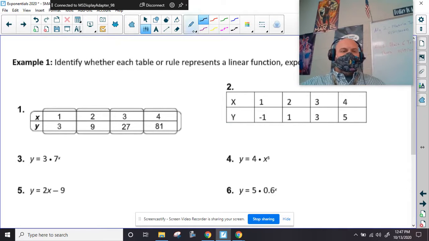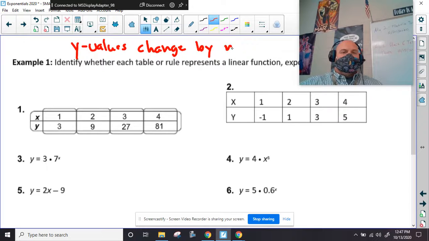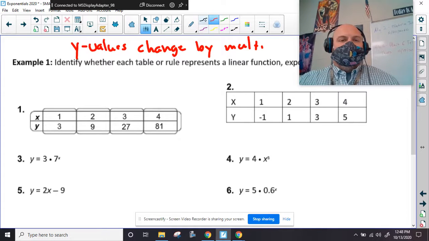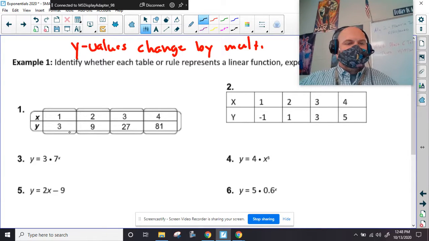Now, thing with exponentials is that y values change by multiplying. Okay, the y values change by multiplying. We've seen it in linear, and again, when we get to unit 11, you'll be able to pick this up again pretty quick. But if we're given this chart, let's look right here on number 1.